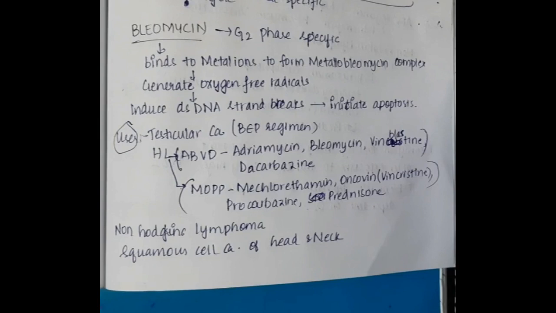One more regimen in Hodgkin's lymphoma is the MOPP regimen, which is mechlorethamine, oncovin or vincristine, procarbazine and prednisolone. Bleomycin can also be used in non-Hodgkin's lymphoma and it is also used in squamous cell carcinoma of the neck.